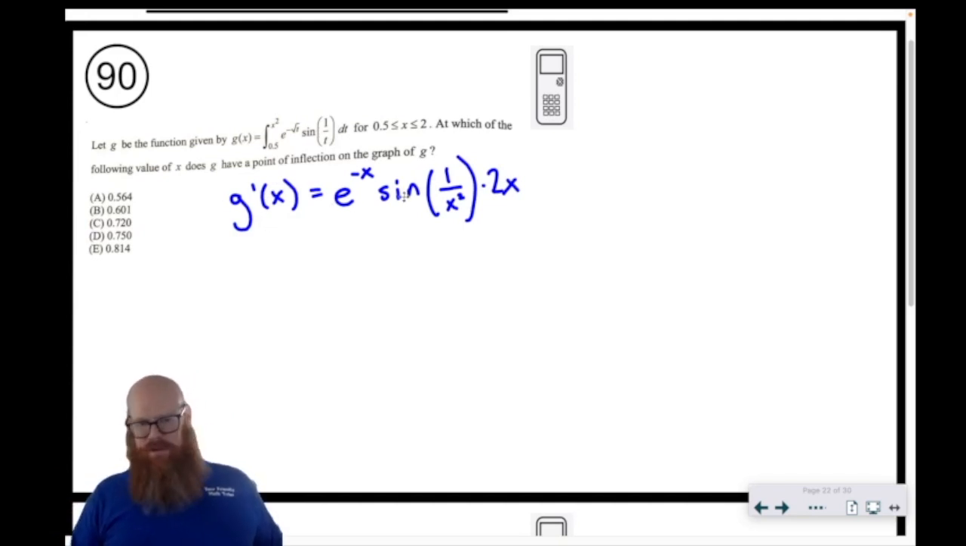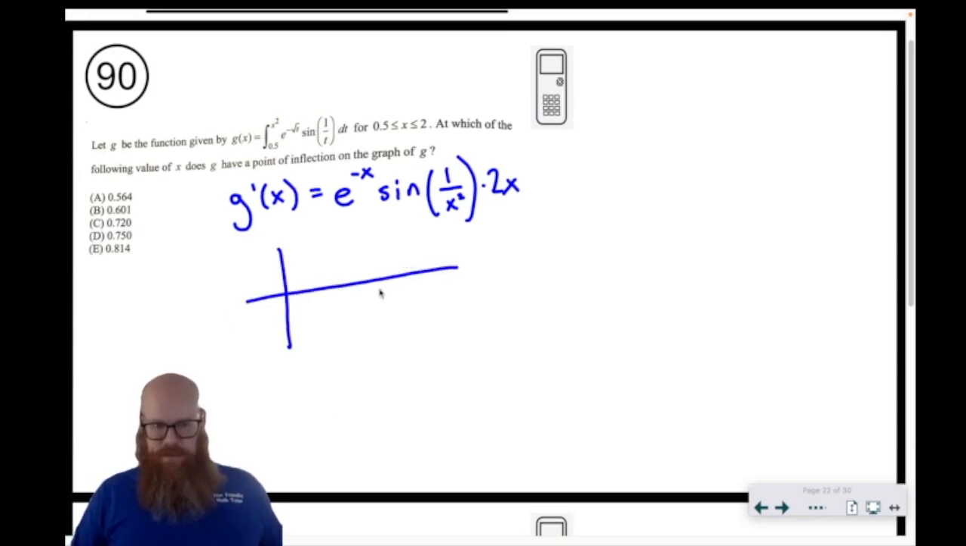Well, instead of taking the derivative of this and doing all that work, this is a calculator problem. So I am going to just graph this. So I'll go to the y equals. I am going to do 2x e to the negative x sine of 1 over x squared, or sine of, I'll just do x to the negative 2. And I want from 0.5 to 2. So I go to window, I'm going to change it from 0.5 to 2, and then I'm going to just hit graph, and I'll show you. I got something like this.